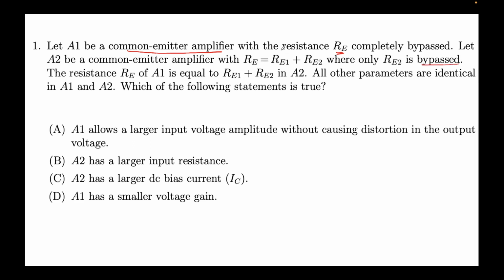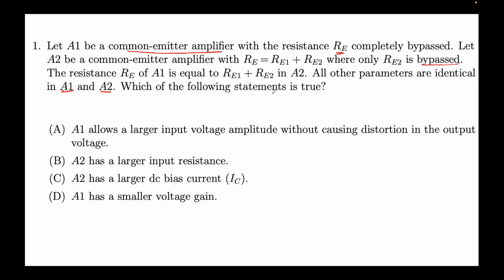So effectively there are two resistors in which only one, Re2, is bypassed. So the resistance Re of A1 is equal to Re1 plus Re2 in A2. When we'll draw the circuit diagram, then these things will become more clear. All the parameters are identical in A1 and A2. Which of the following statements is true? So there are two common emitter amplifiers that are given to us, that is A1 and A2, and everything is the same apart from the bypassing of emitter resistors. When we draw the topology, it will become more clear.